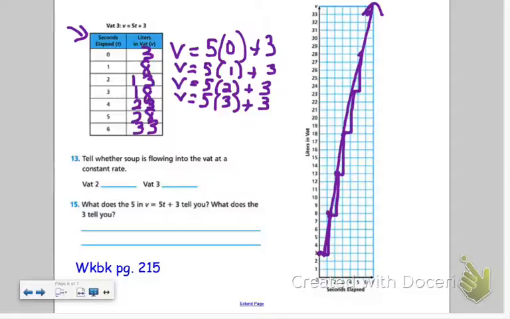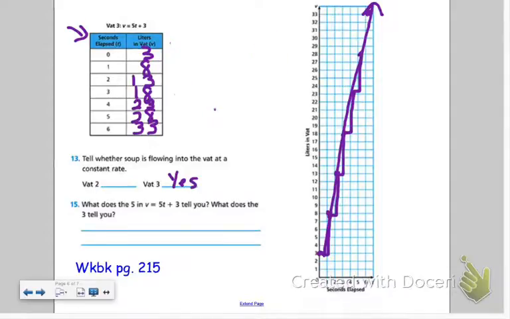So is the soup flowing at a constant rate in VAT3? Yes, it is. It's flowing at a constant rate because I can see my straight diagonal line, and I can also see that I'm increasing by 5 every single time. 3 plus 5 gives me 8, 8 plus 5 gives me 13, 13 plus 5 gives me 18. So this one is increasing at a constant rate. Look at the unit rate triangle. It's increasing by 5 every time in the vertical height, and it's forming that straight diagonal line.